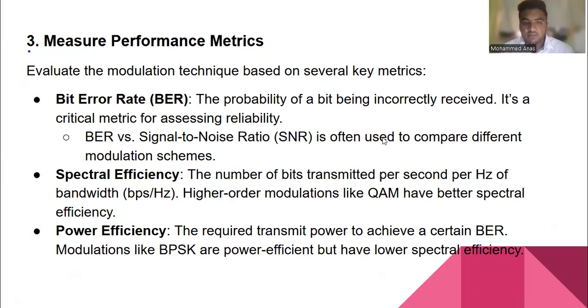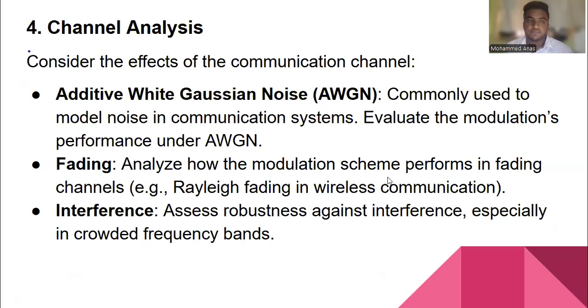Spectral efficiency means the number of bits transferred per second per hertz of bandwidth. You have to remember bps per Hz. Higher order modulation like QAM has better spectral efficiency. Third one, power efficiency, the required transmit power to achieve a given BER. Modulation like BPSK is power efficient but has lower spectral efficiency.